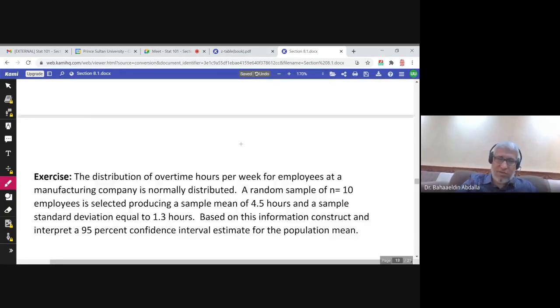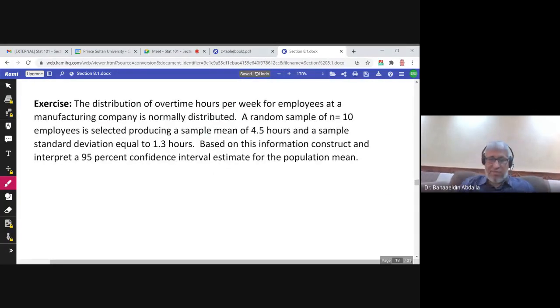That's the difference. So let us solve, for example, one exercise. The distribution of overtime hours per week for employees at a manufacturing company is normally distributed. So it's normal, the population. The time is normal. A random sample of n equals 10 employees is selected, producing a sample mean. So this is x bar, and a sample standard deviation. So this is s.